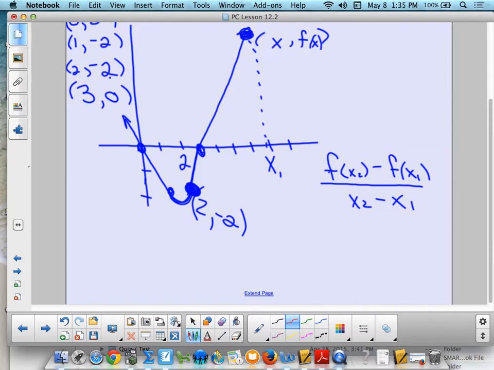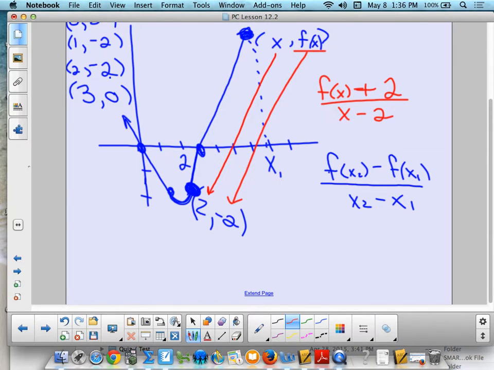Here we go. If I were to do this problem, I would say f of x2 minus f of x1. Well, that would be the y values. Well, what are the y values? Here's y minus y. So it's f of x minus, what's this y? Negative 2. Well, that's what? Plus 2. Over what? x2 minus x1. This minus that. Okay, and then I walked around and said, is that your answer? And yep, that was your answer.